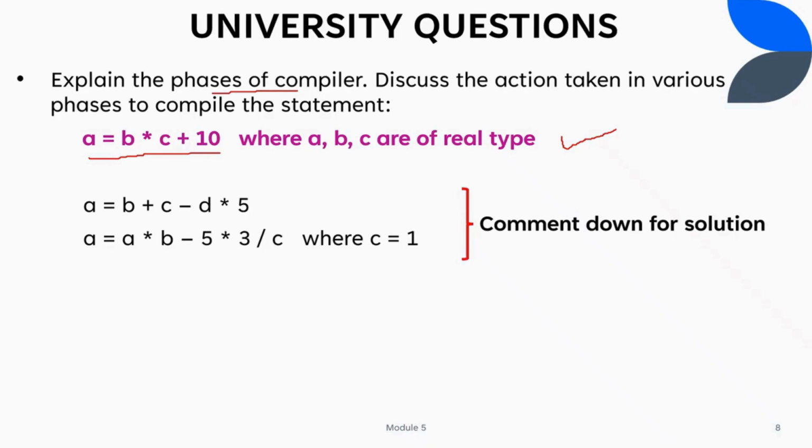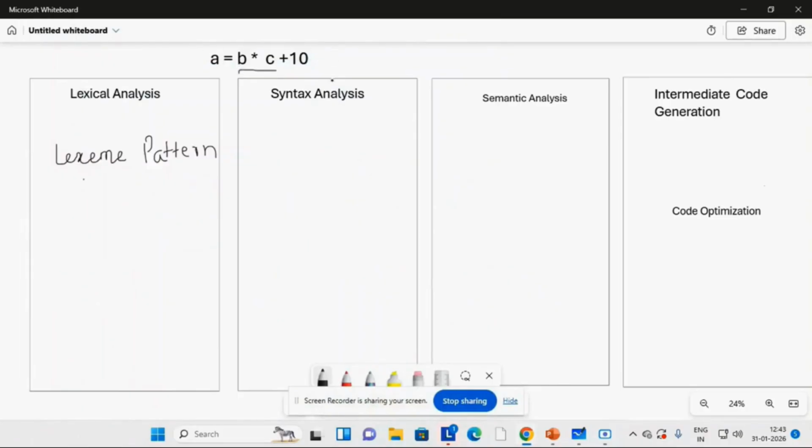Let us see the solution. This is the equation that we need to solve for phases of compiler. The 6 phases of compiler are lexical analysis, syntax analysis, semantic analysis, intermediate code generation, code optimization, and here I will be doing the target code generation. Lexical analysis is responsible for identifying lexemes and converting each lexeme to its token. So the lexemes identified in this case are A, equal to, B, star, C, plus, and 10.